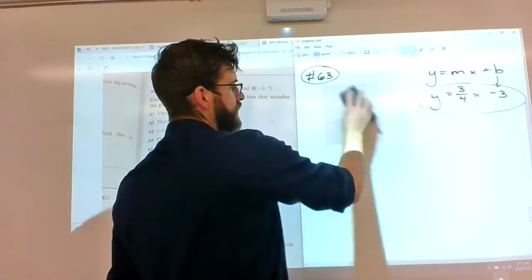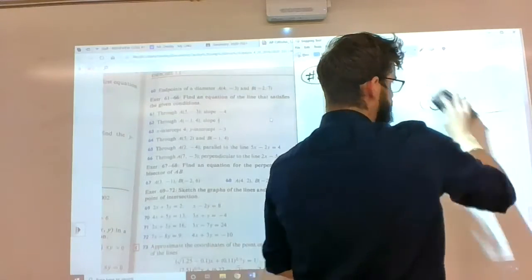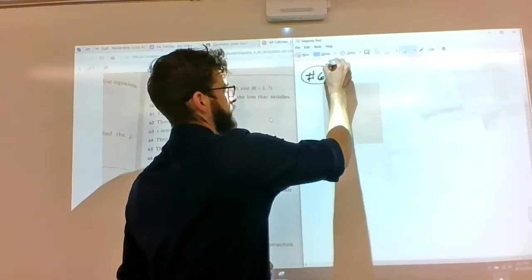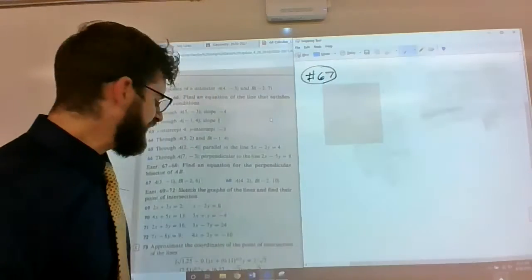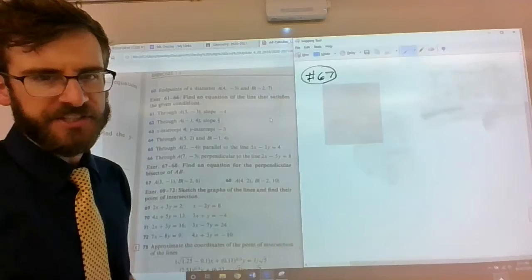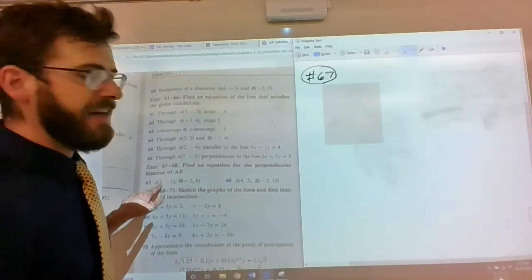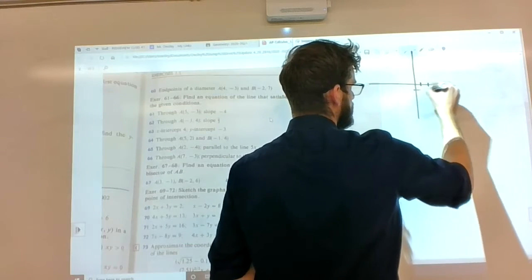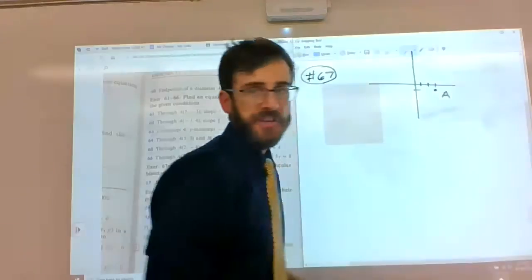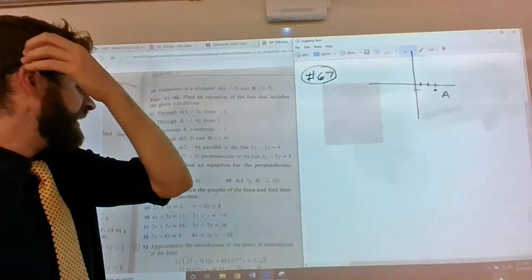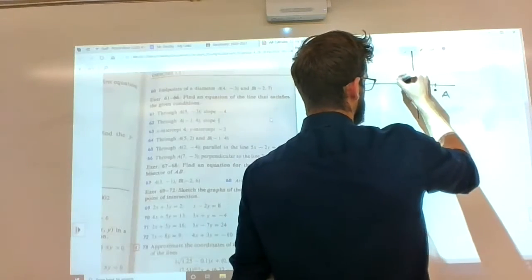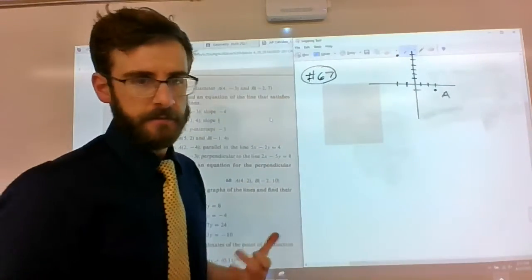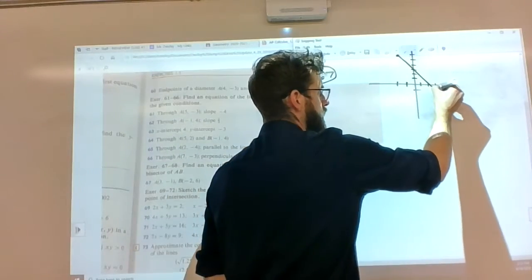So the first thing I want to do, just to give myself some perspective on this, is plot the points, okay, and then talk about what it means to be a bisector. So (3, -1), there's A. B is (-2, 6), and it's up here. And the line segment connecting those two looks like that.